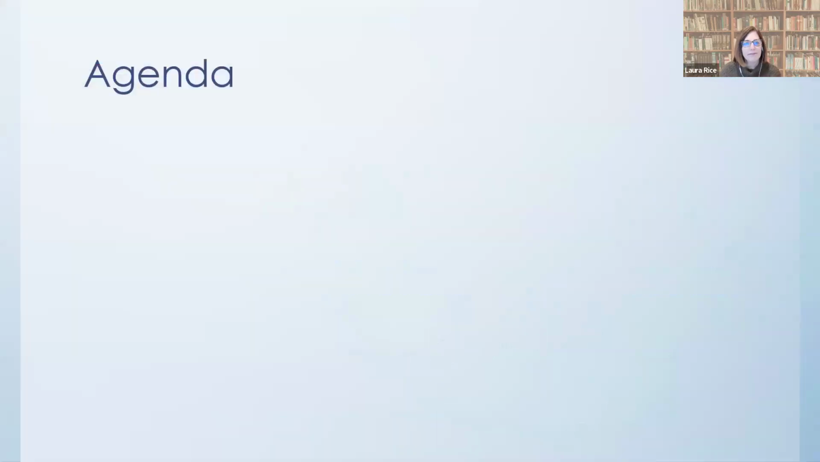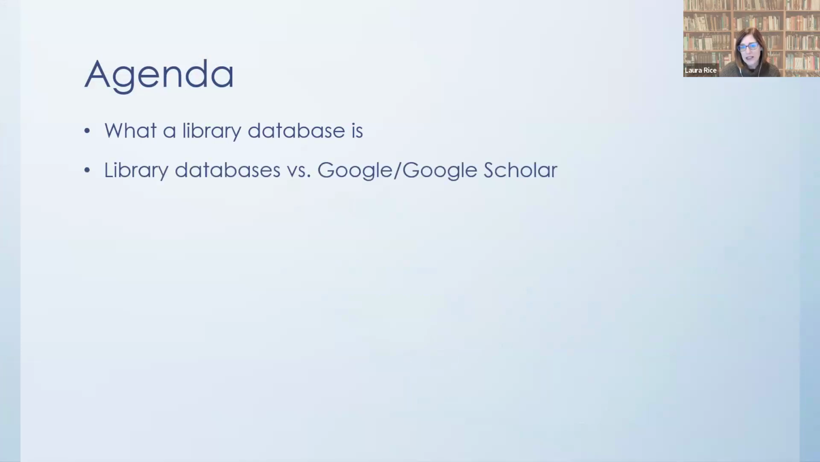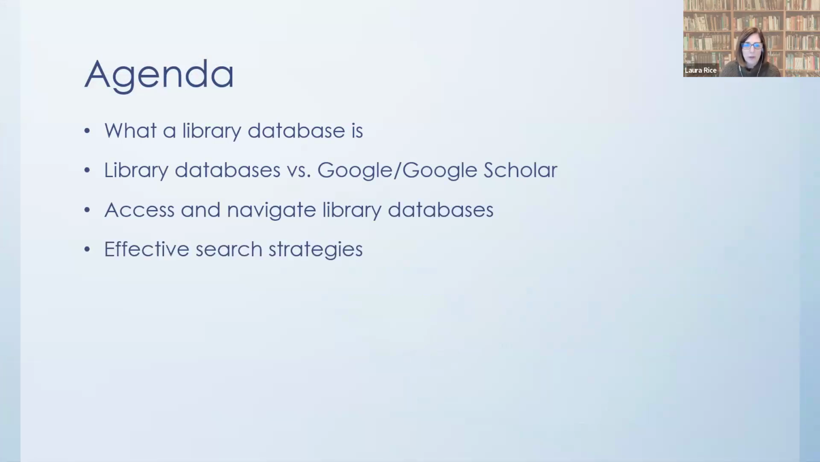So this is what we're actually going to be talking about through the presentation. We're going to be talking about what a library database is, library databases versus Google, or more specifically Google Scholar, because they are different. Accessing and navigating library databases. We'll talk about some effective search strategies like using Boolean operators or using subject terms. How to evaluate your results.